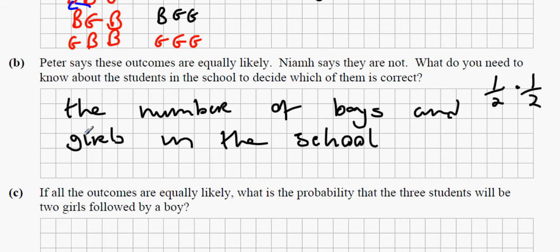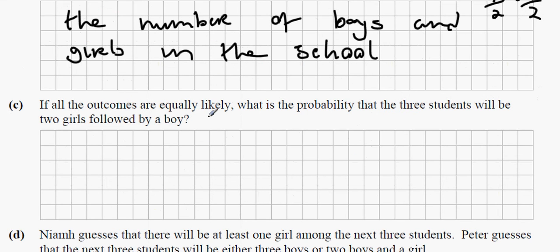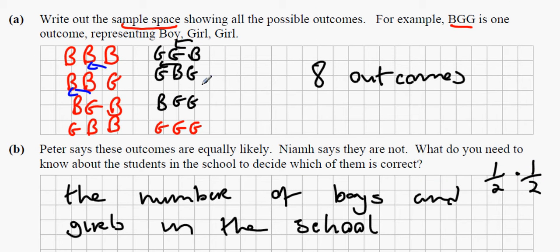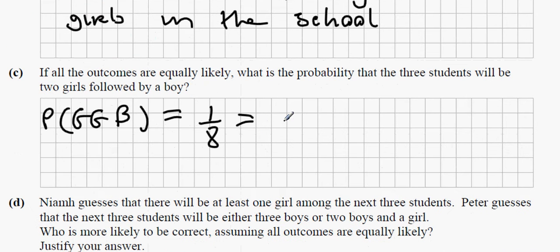Now, if all outcomes are equally likely, what's the probability that the 3 students will be 2 girls followed by a boy? So it has to be girl, girl, boy. You want the probability of getting girl, girl, boy, and that is going to be 1/8. If you go back to the top, there's only 1 girl, girl, boy, and it's a 1 in 8 chance. 1 in 8 can be represented in decimals as 0.125, or if you multiply it by 100 over 1, as a percentage of 12.5%.